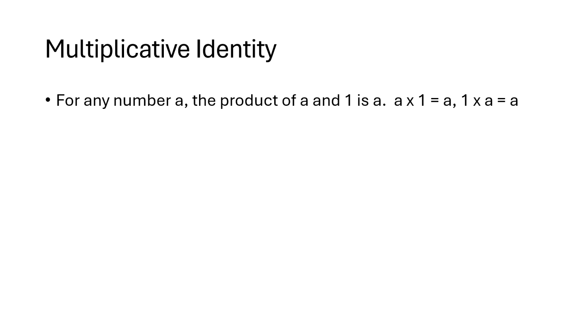Multiplicative identity. For any number A, the product of A and 1 is A. A times 1 is equal to A. 1 times A is equal to A. Examples are 14 times 1 equals 14. 1 times 14 is equal to 14. 5 times 1 is equal to 5. Or negative 9 times 1 is equal to negative 9.